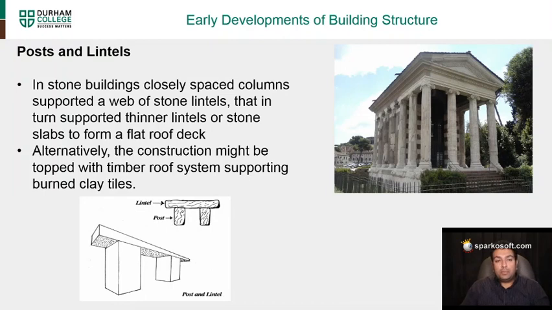Posts and lintels. So in stone buildings, closely spaced columns supported a web of stone lintels that in turn supported thinner lintels or stone slabs to form a flat roof. So you had these posts, and then you have these lintels. This beam is called the lintel, and these are the posts, or columns. The lintels are supported on top of these columns, and on top of these lintels are other smaller lintels that are supporting a roof structure or a slab.